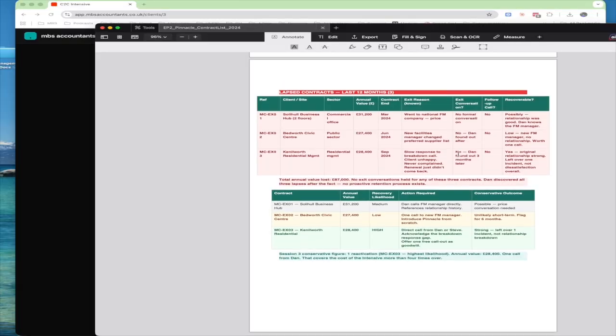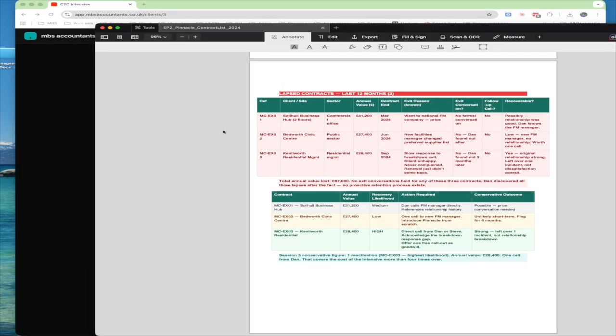So quickly diving into my notes, we've got the 14 active contracts, and we've got who left last year. Here we go. So, the lapsed contracts that we've got. Based off last year, we've got these 3 that left: the Solihull Business Hub, the Bedworth Civic Centre, and the Kenilworth Residential Management.